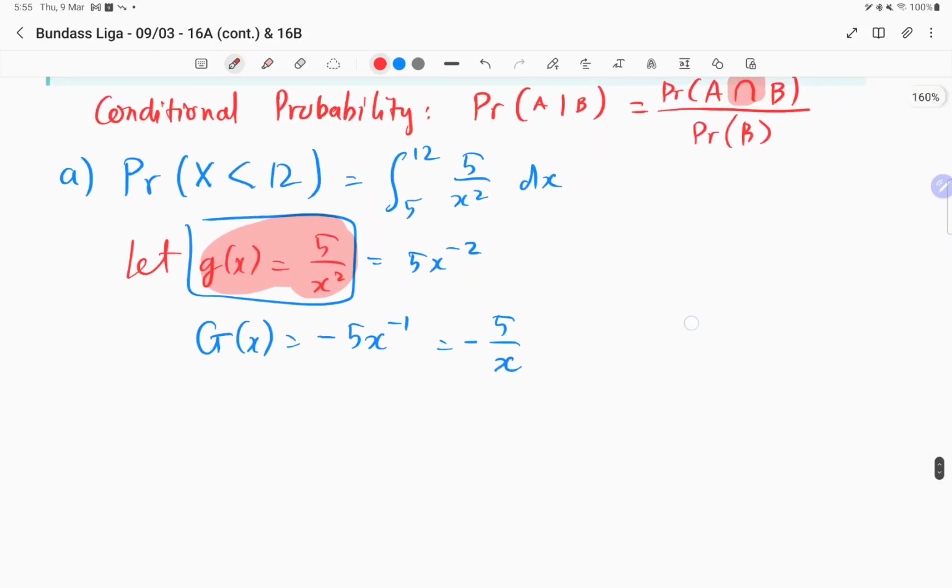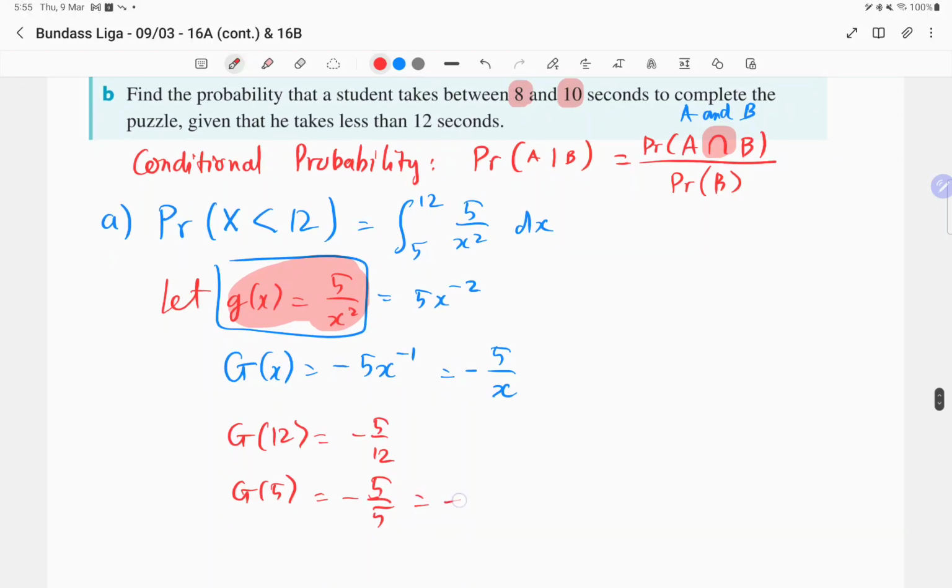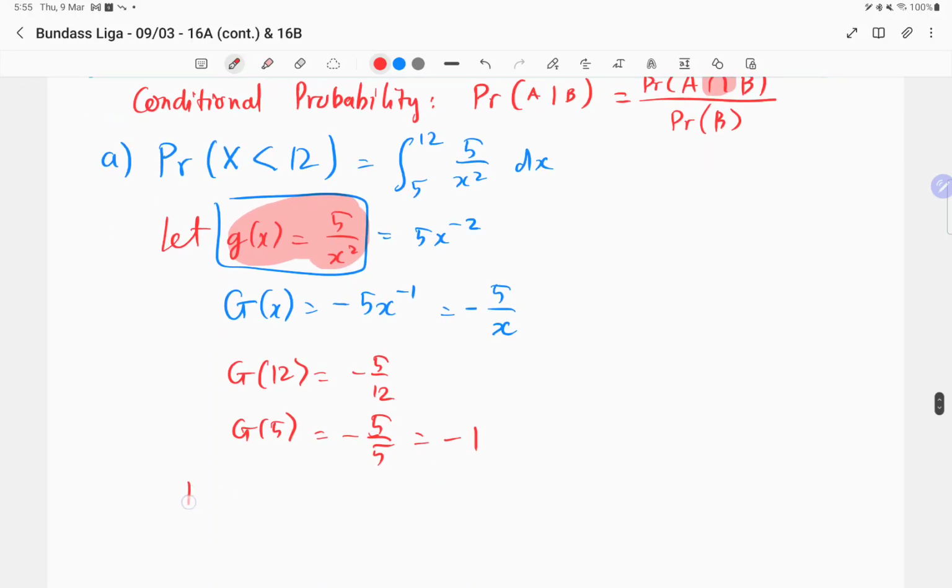That's why I'm stressing this one. But yes, now we need to calculate big G of 12 and 5, right? So big G of 12 would be -5 on 12, and big G of 5 would be -5 on 5. So this one should be -1. Then the probability of x less than 12 equals big G of 12 minus big G of 5. Okay, make sense?